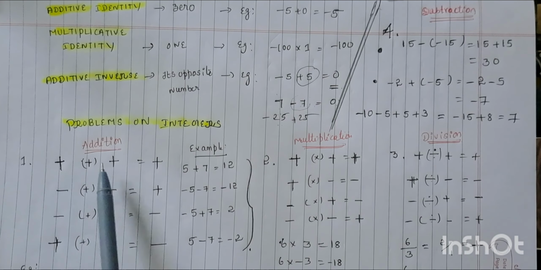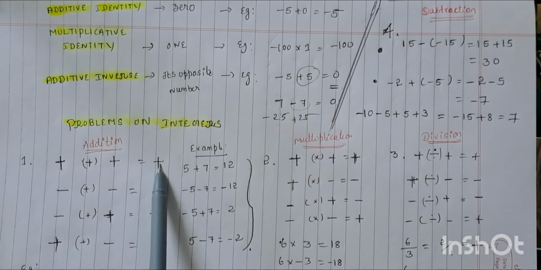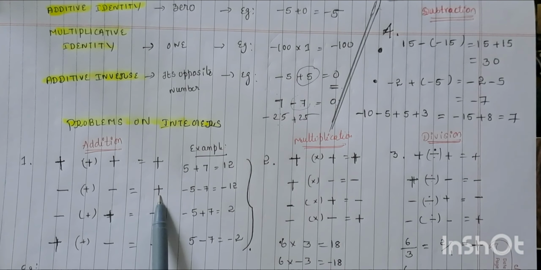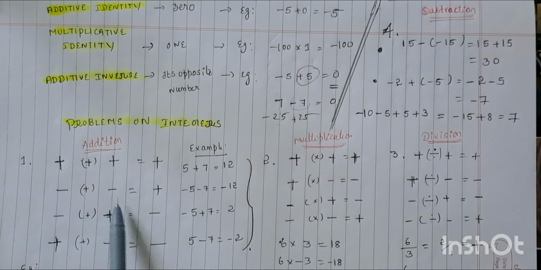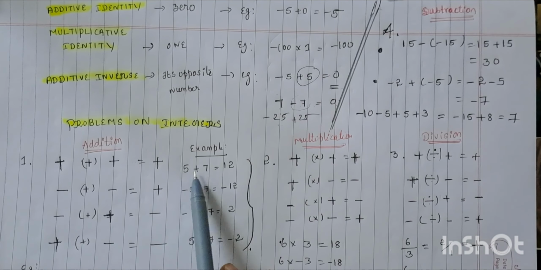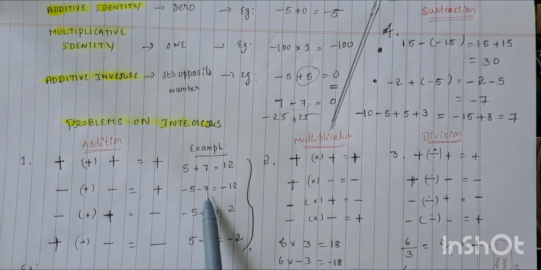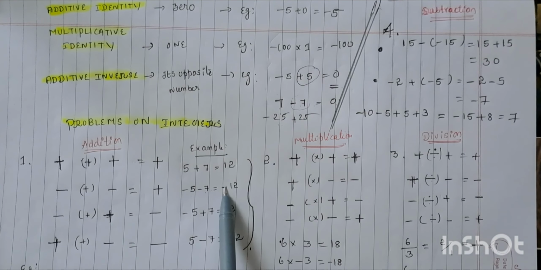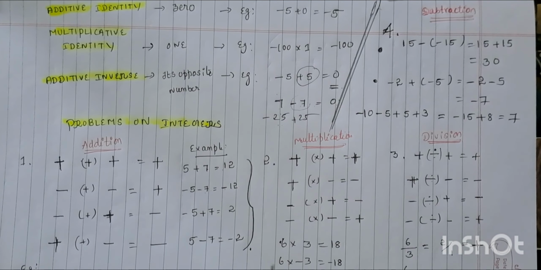Plus and plus gives plus. If you are adding two positive numbers, the result is positive. If you are adding two negative numbers, you add them but you have to put the negative sign. I will show it with an example, plus 12. Whenever you see two negatives, you can add but put the negative sign. If it is positive, you need not put the sign. If it is negative, you should put the sign.